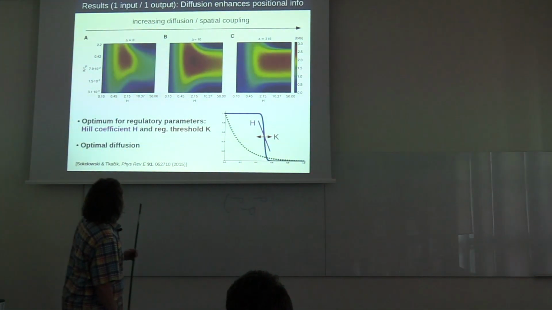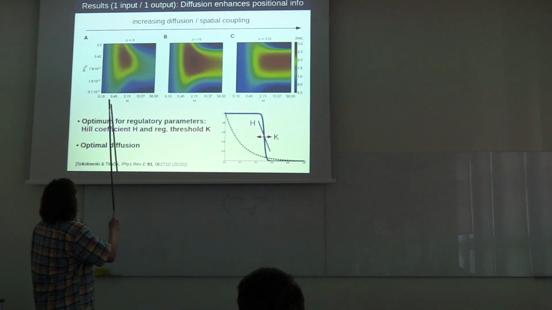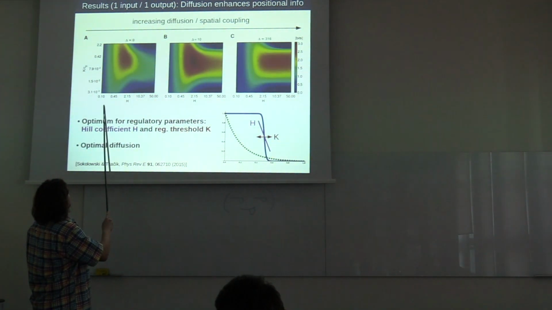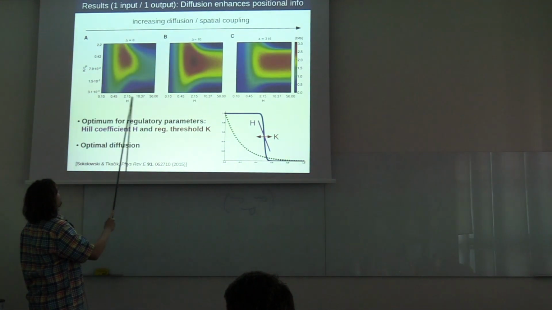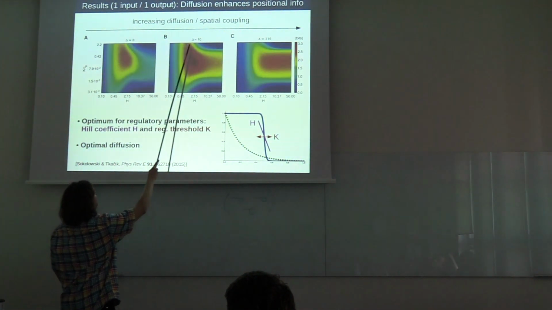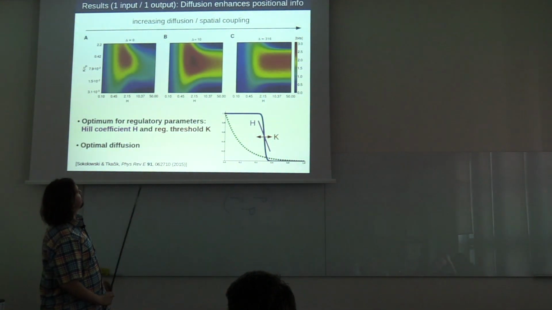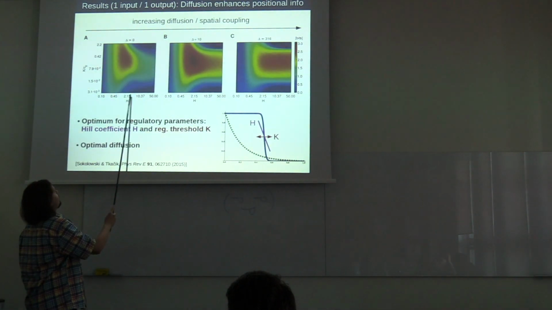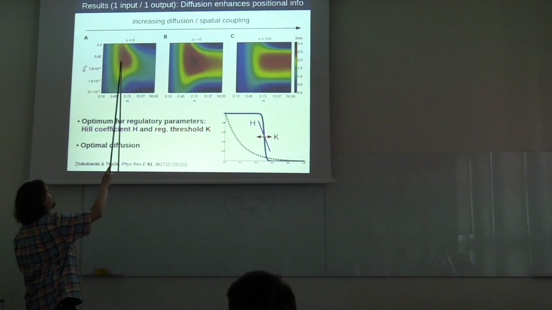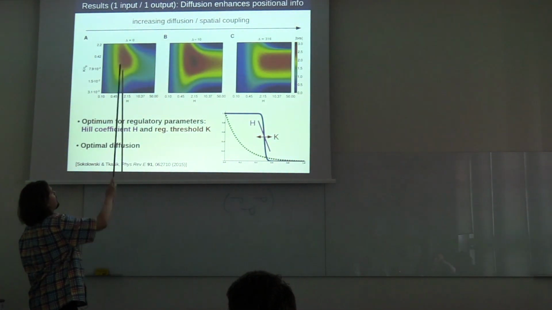So what I show here, just this one slide, is still for this simplified model, where I vary these regulatory parameters of the input-output relationship, so the steepness and the activation threshold here, and on top, in the different panels, the diffusive coupling is increased. Right? So first of all, we can see that in each of the panels there is a well-defined minimum, right, for these two parameters, where information is maximized.